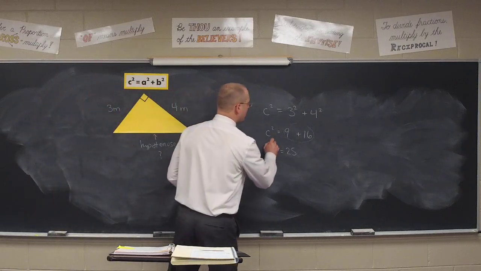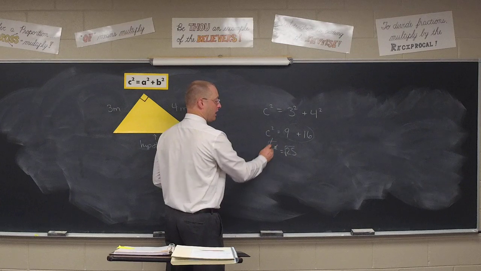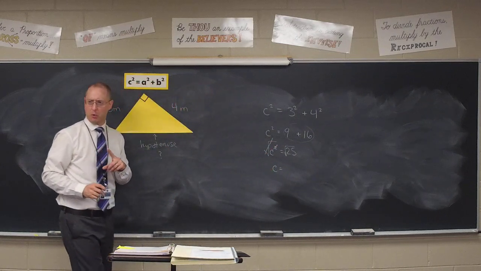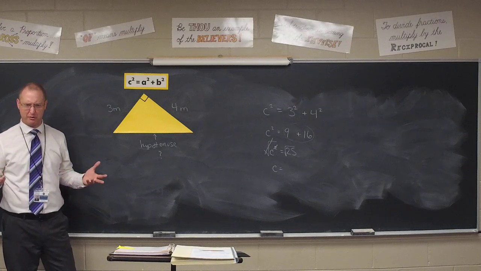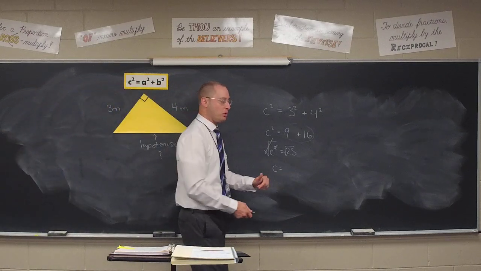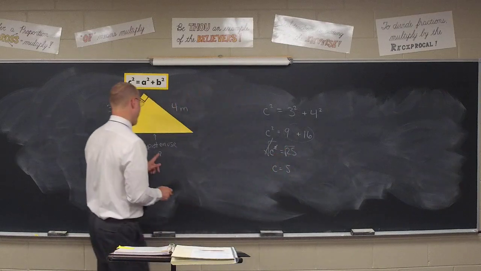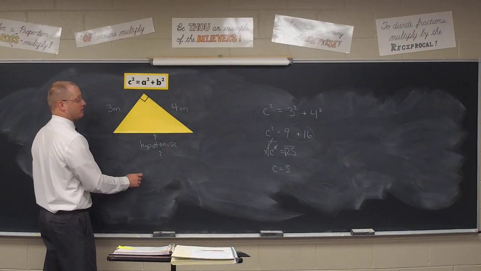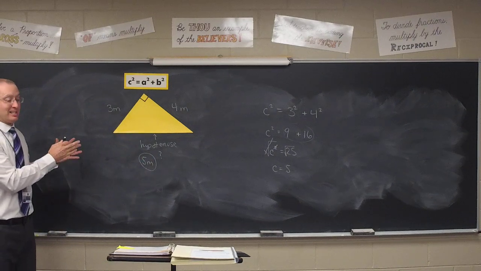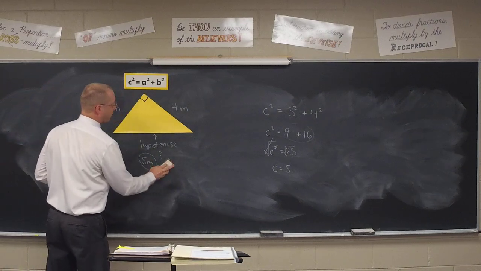Now, normally when I take the square root, I would say positive, negative, whatever. But in the Pythagorean theorem, would it make logical sense to have a negative? No. So in that case, we'll ignore the negative. We'll just say c equals 5. So therefore, the hypotenuse must be how long, class? 5 meters. Now that works out very nice and easy, but sometimes the numbers don't work out as well.